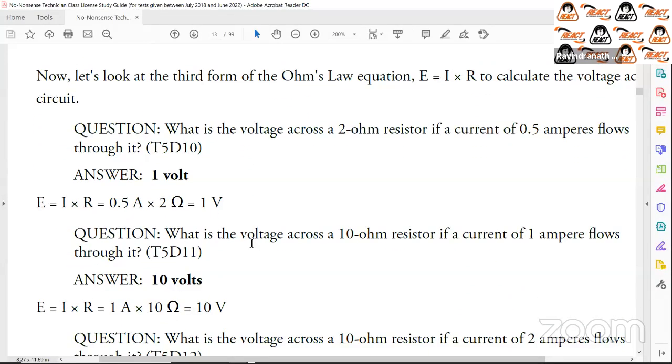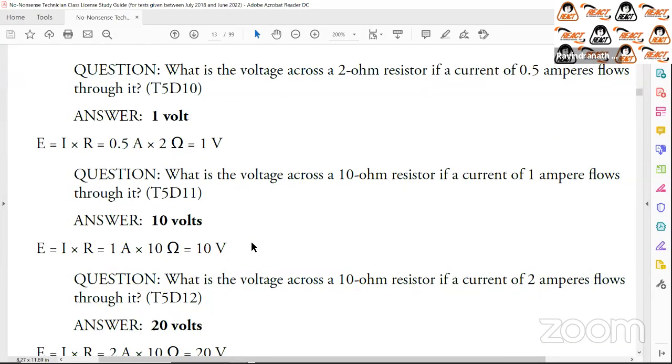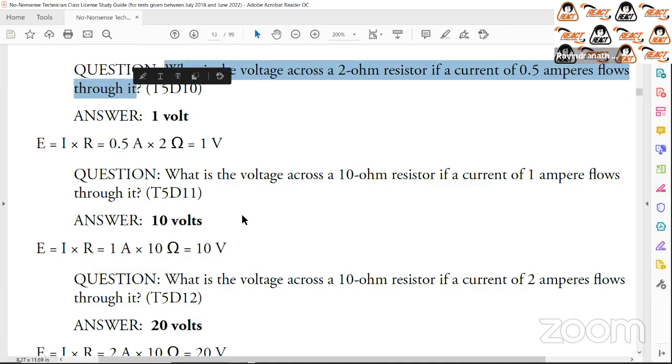So let's do the last form of the Ohm's law equation, the way we learned it, where we say voltage is equal to the current times the resistance. So we have some questions like that as well. What is the voltage across a 2 ohm resistor if a current of 0.5 ampere flows?